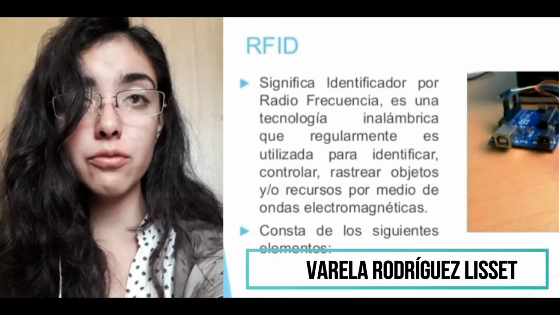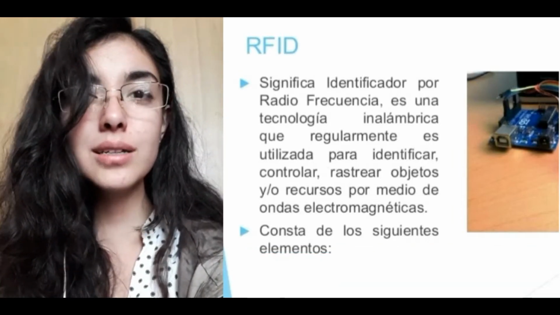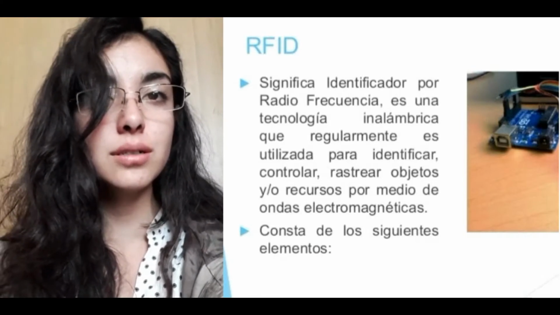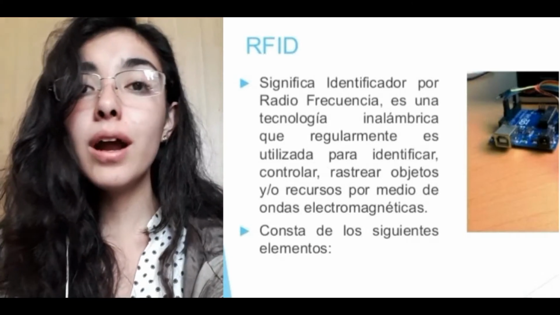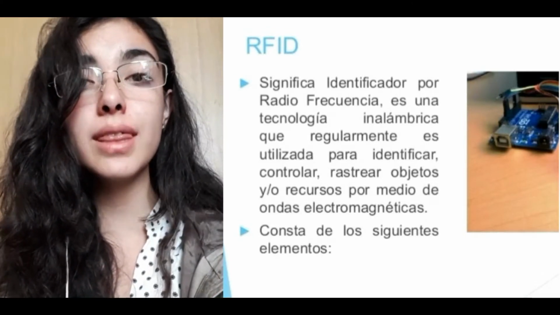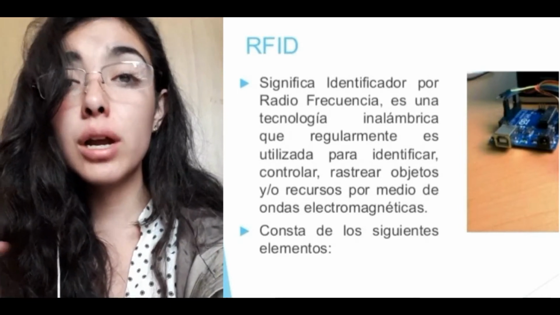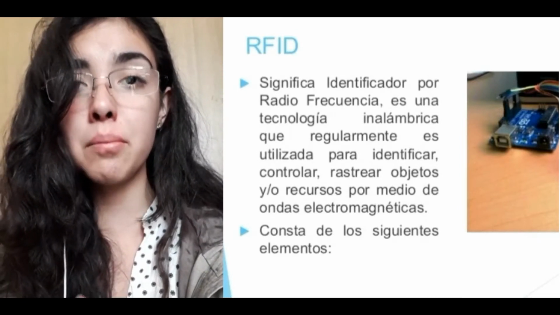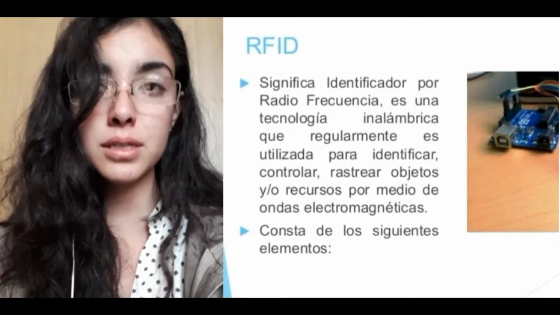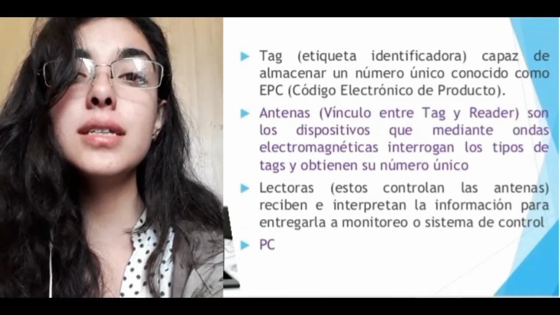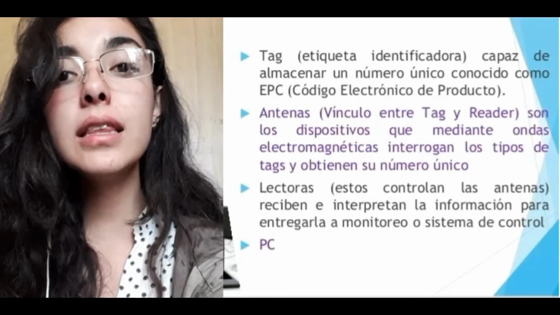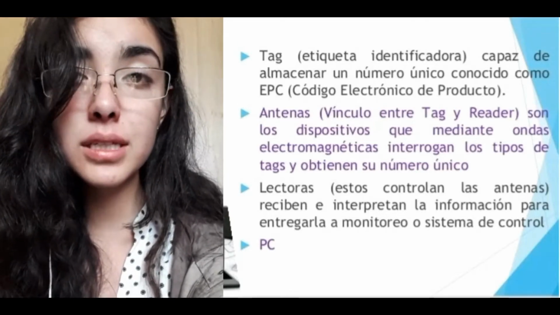Radio frequency identification. What is radio frequency identification? Well, it's a wireless technology that is used to identify, control, and track objects and resources by means of electromagnetic waves. But what does it consist of? Well, it consists of the following elements.